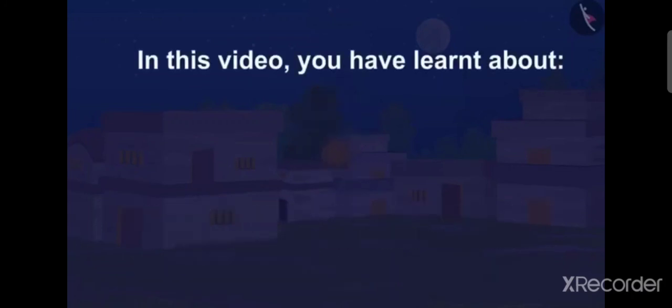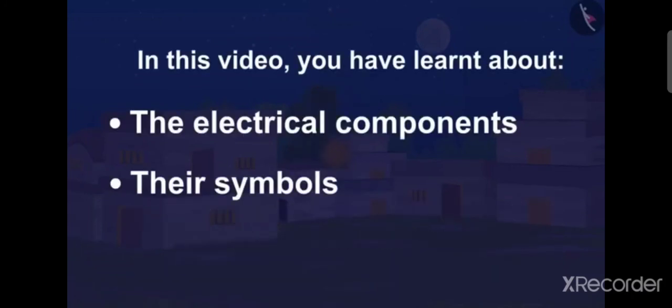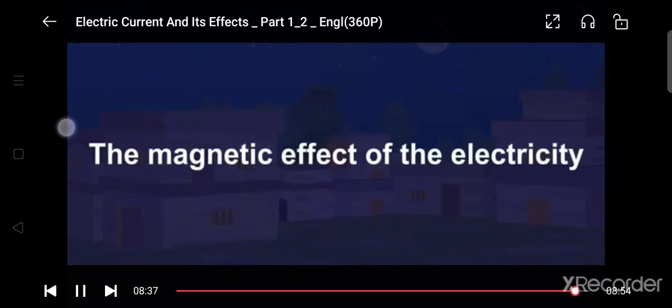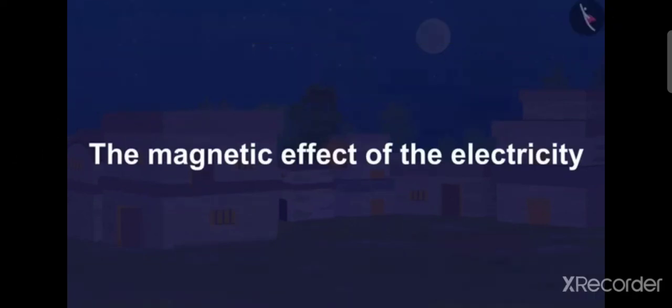In this video, you have learnt about the electrical components and their symbols. You also have learnt about the heating effect of electricity. In the next video, you will learn about the magnetic effect. So children, I hope from this video it is clear to you what we are going to learn in this chapter. Electrical components, how electricity is produced, what are its effects, heating effect of electricity, magnetic effect of electricity. I hope you will understand about the electrical components and electrical appliances more in this chapter.